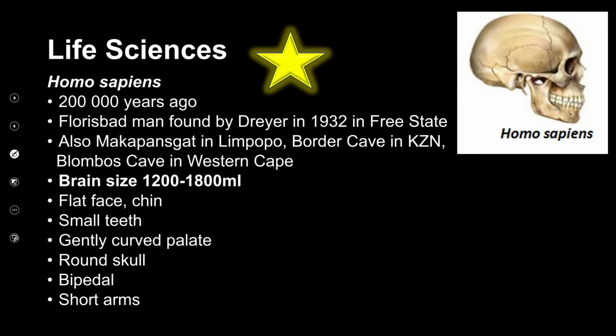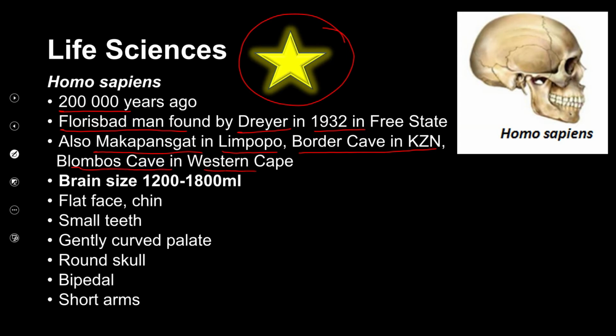All right, and then we're going to come to the last group that is known as Homo sapiens, and once again we have a star, so this is also very important that you learn. We see that Homo sapiens emerged about 200,000 years ago. Florisbad man was found by Dreyer in 1932 in the Free State. We also found examples at Makapansgat in Limpopo, in Border Cave in KwaZulu-Natal, and in Blombos Cave in the Western Cape.